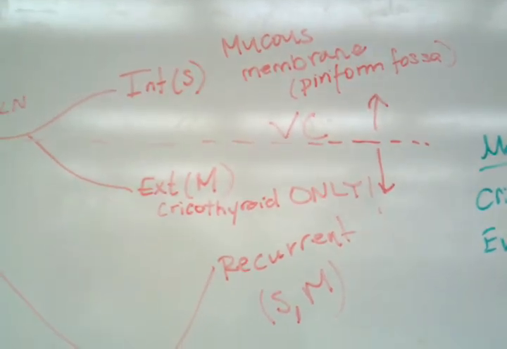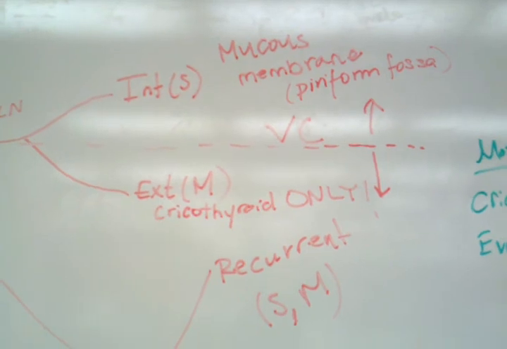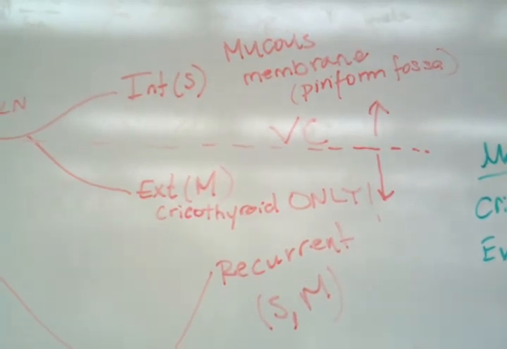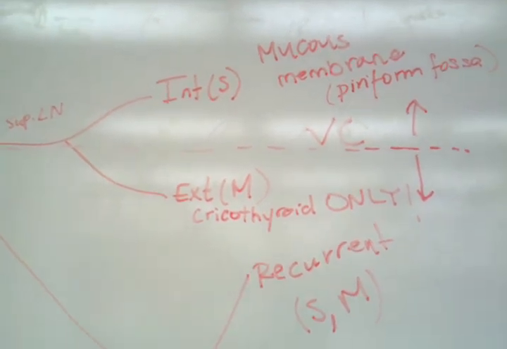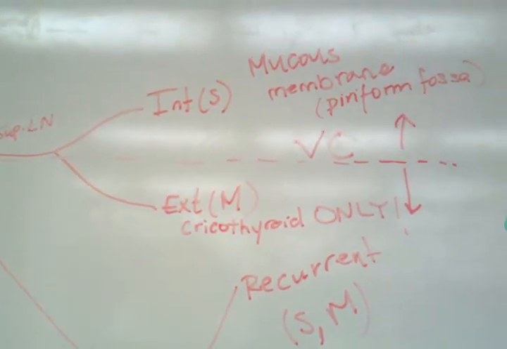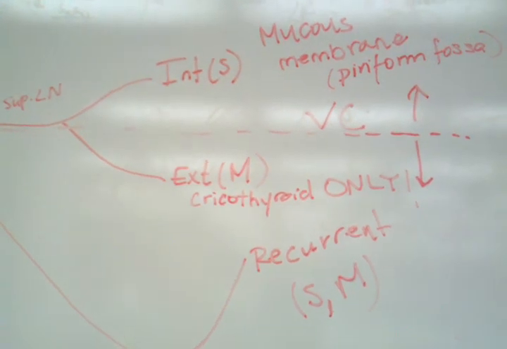And if there's something stuck, if there's something lodged in the piriform fossa, this is the nerve that you're going to disrupt, which is, again, the internal laryngeal. And that is it. All right.